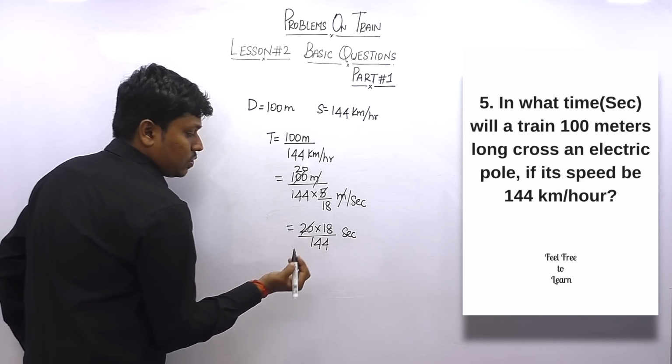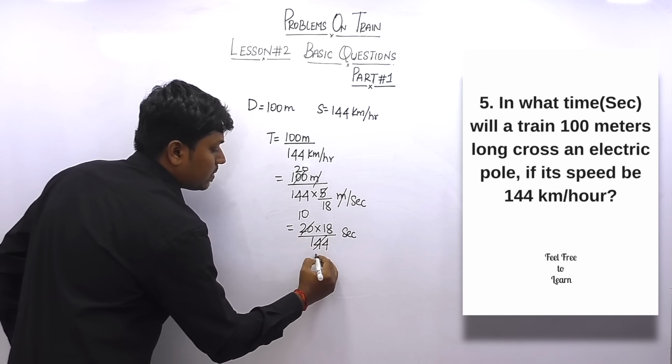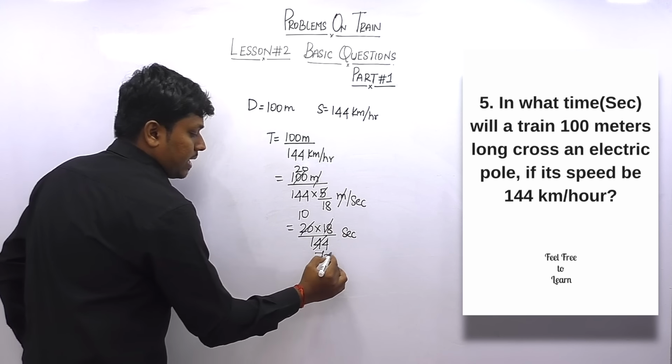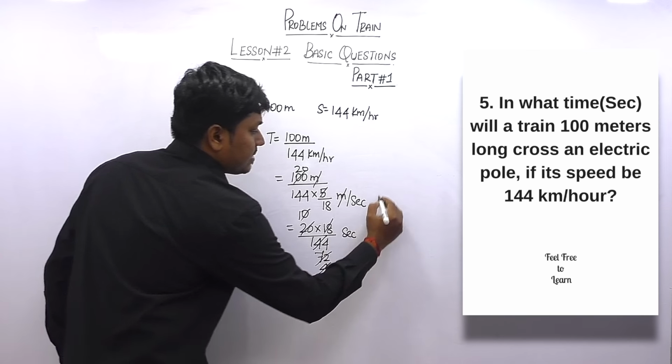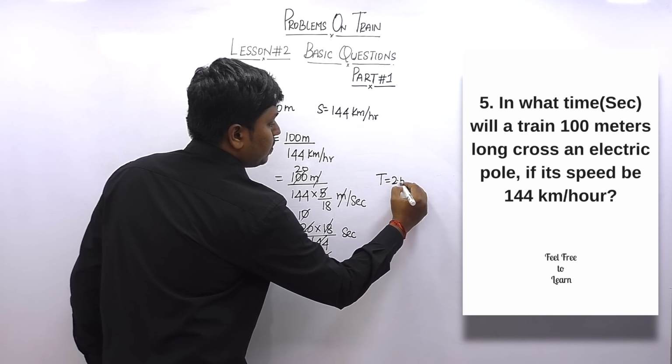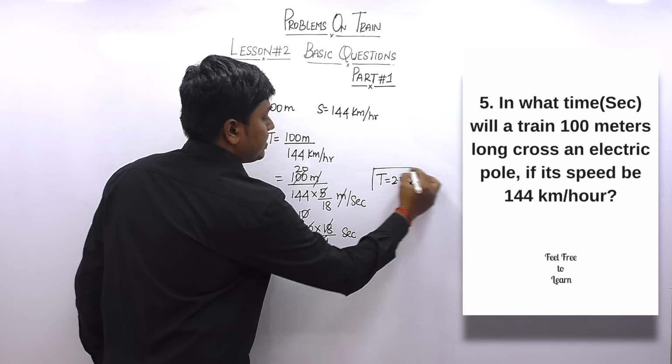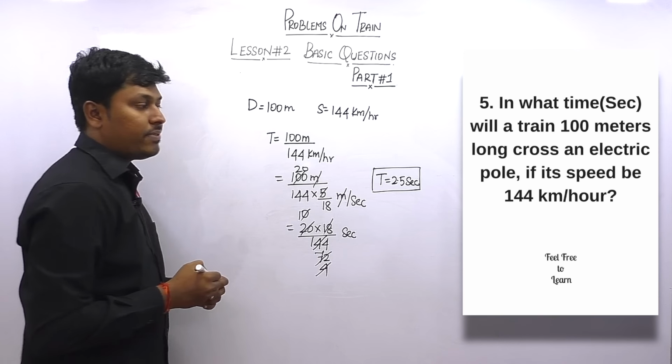We can cancel this on 2 table 10 times. Cancel this on 2 tables 72. So 18 4s are 72. So 4 times you can cancel this, will be 2.5. So answer for this question, time taken will be 2.5 seconds. So which is answer for question number 5.